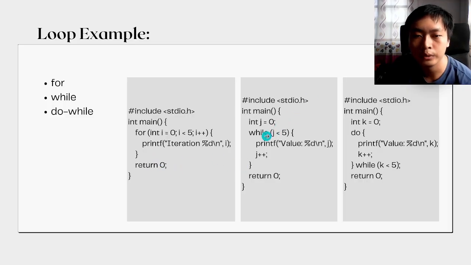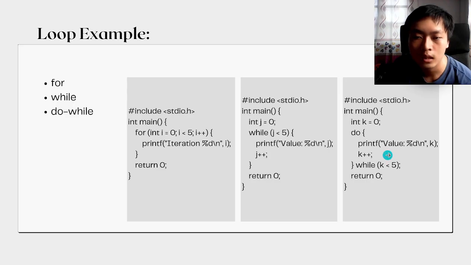Then the while loop is the same as the for loop, but simpler. Just have a condition here, like 5 greater than j, it will print out the value of j, then j plus plus.